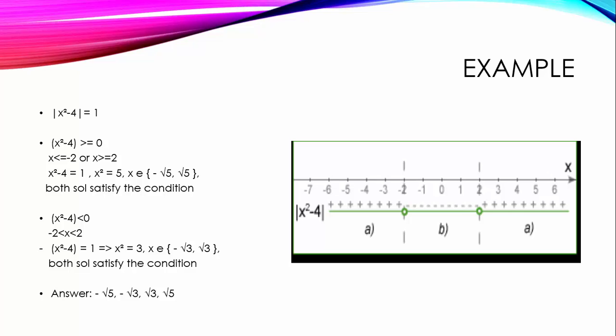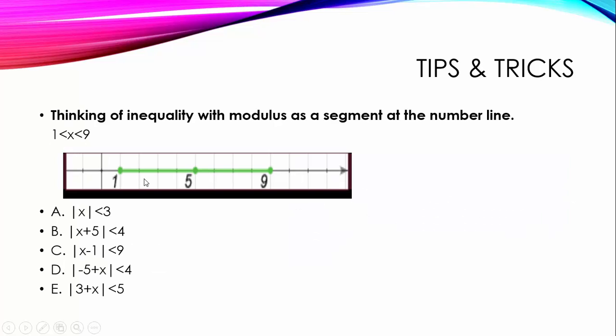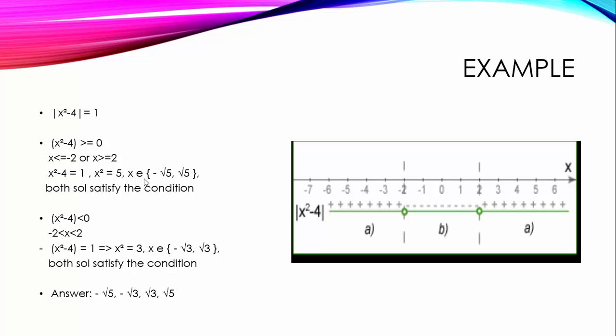Mod x square minus 4 is equal to 1. What is x? Here there are two conditions: x square minus 4 greater than or equal to 0, which gives x less than or equal to minus 2 or x greater than or equal to 2. X square minus 4 is equal to 1, which gives x square is equal to 5. So x is minus root 5 or root 5. Both solutions satisfy the condition.